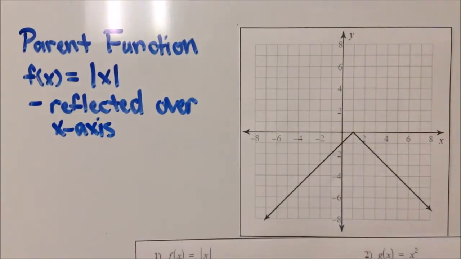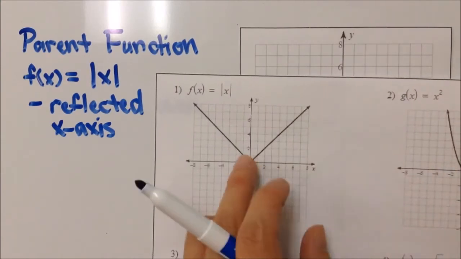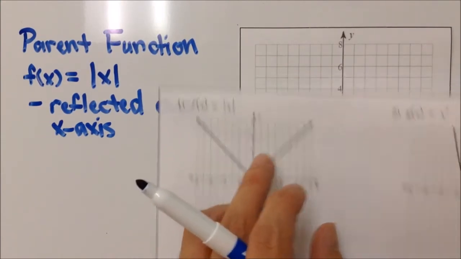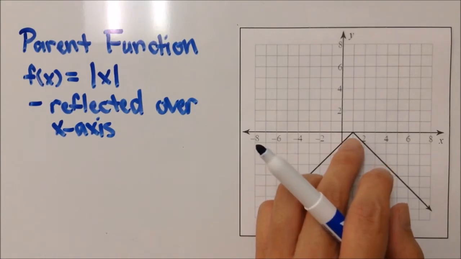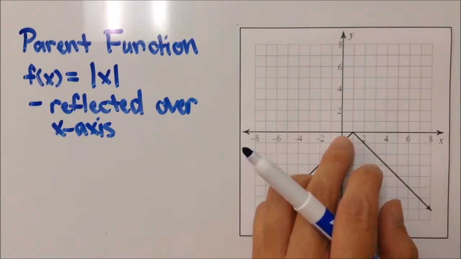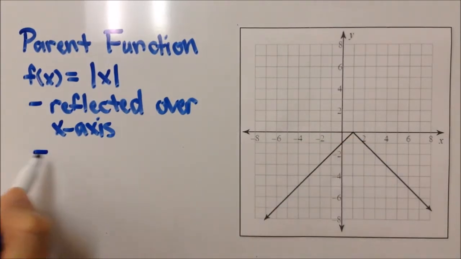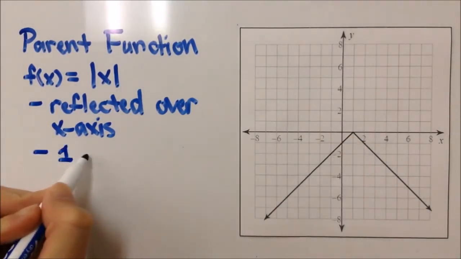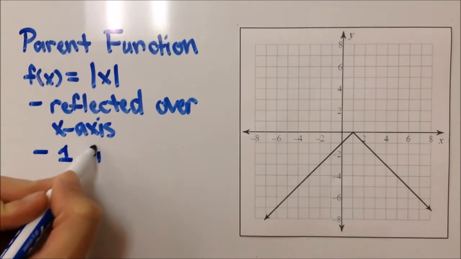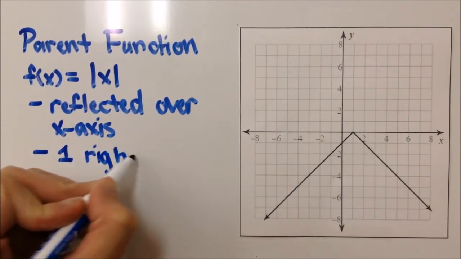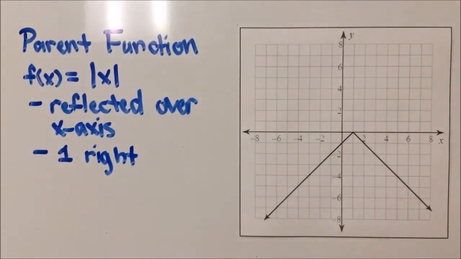Now, it wasn't just that. The original parent function goes through the origin. This one does not. We notice that it moved from the origin to the right 1 unit. So, 1 unit right. There were two transformations, reflected over the x-axis and 1 unit to the right. So now we're just going to write our transform equation.